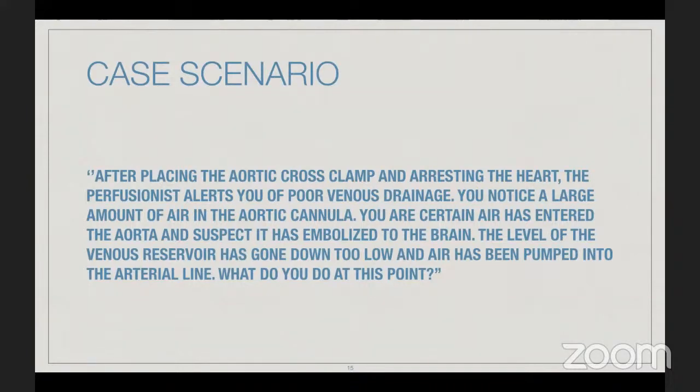So first you'd need to stop the pump, clamp both lines, and then you need to retrogradely flow through the venous site. You'd also need to put the patient head down and you need to cool him down as well. I think these are the maneuvers that you need to do when managing air emboli through the arterial line.